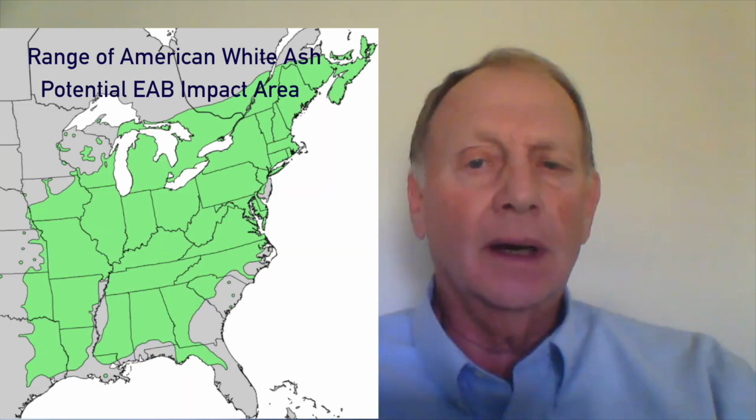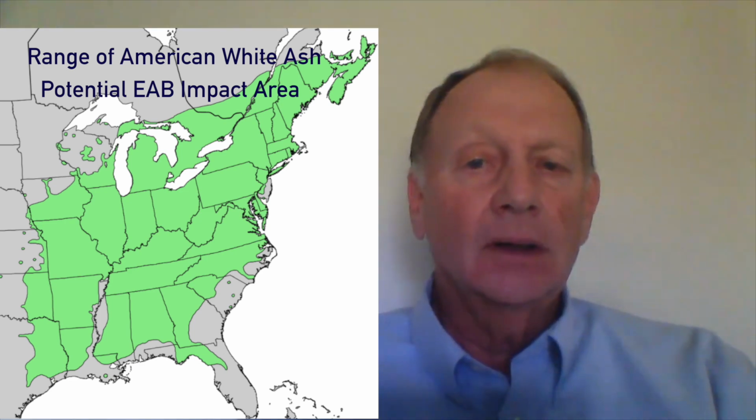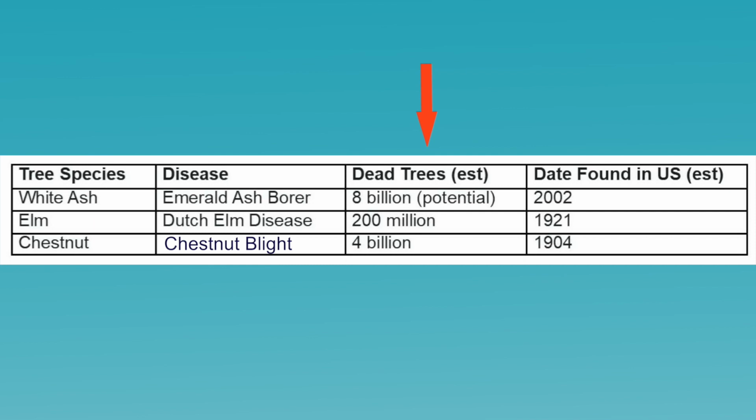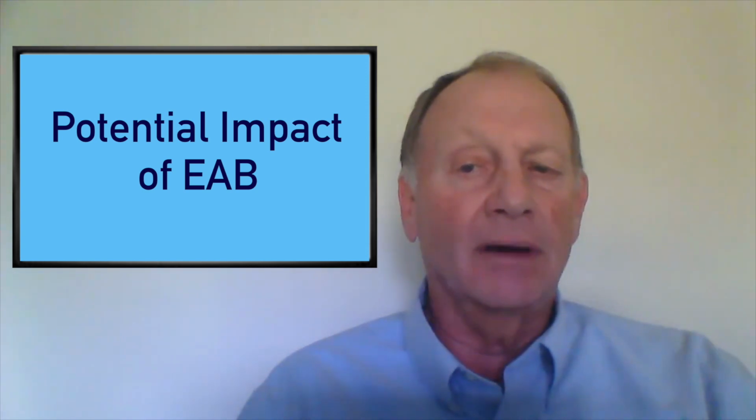Take a look at the map that shows the vast range of the American white ash. To place the potential impact of the emerald ash borer into perspective, consider the range of the species American white ash. Take a look at the number of dead trees for previous events and the potential areas of infection for the ash tree. The impact on the infected tree species is devastating.